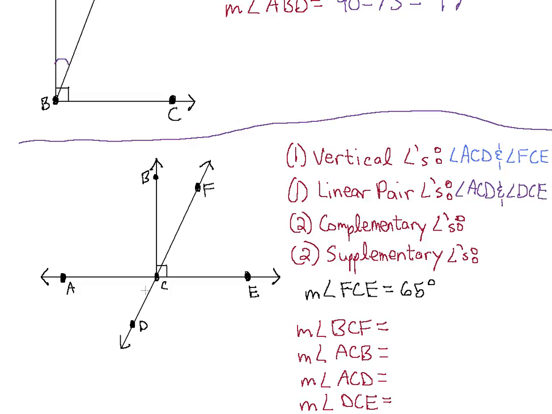We also have another linear pair because on the other side of the straight line we have ACB and BCE. So these two angles are also another linear pair. They converge to give us a straight line. So let's take a look at the next.